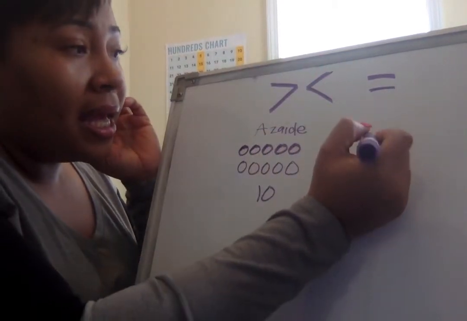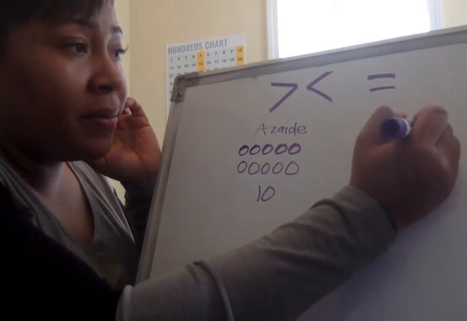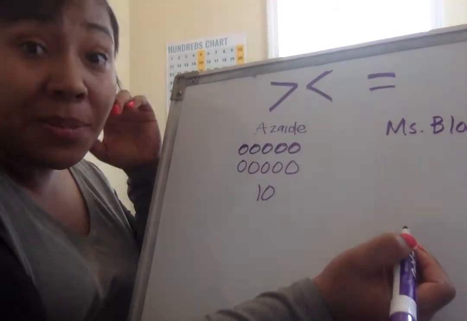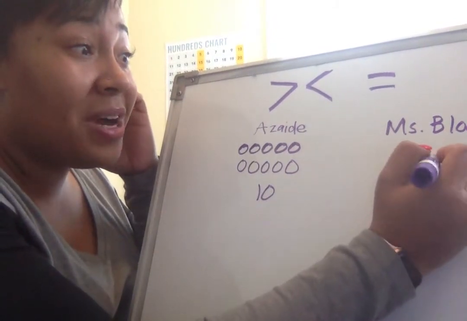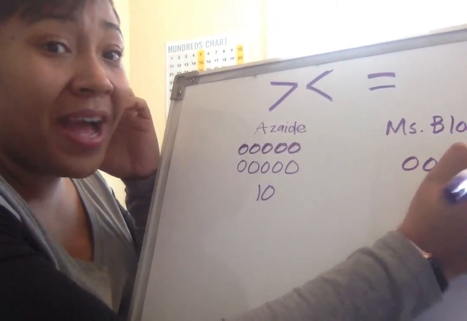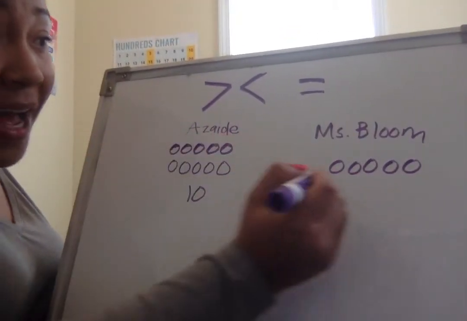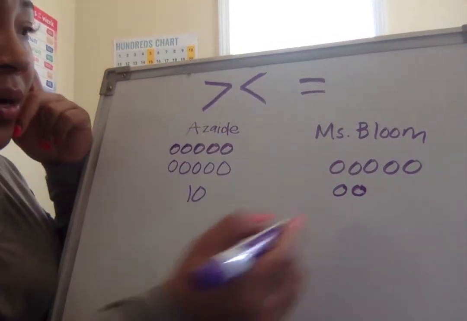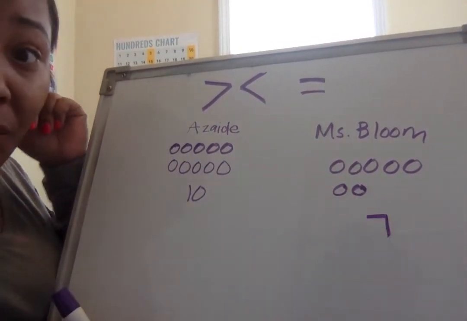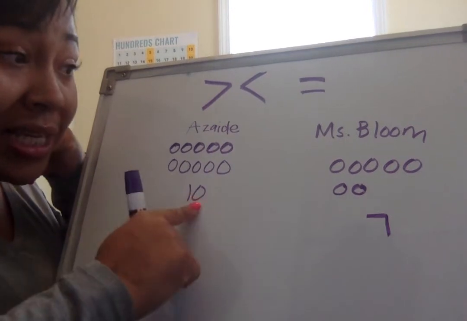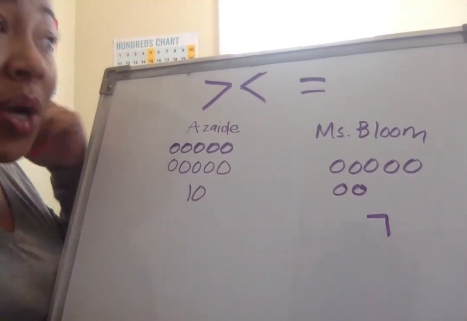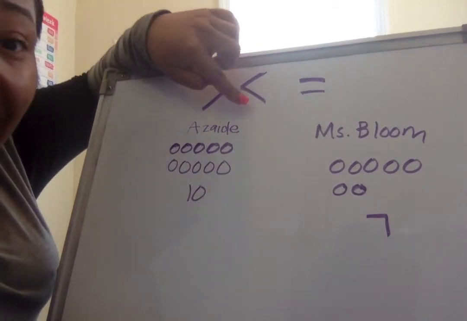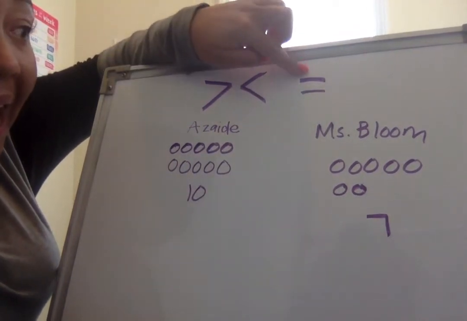Okay. And then Ms. Bloom, who remembers how many Skittles did Ms. Bloom have? 7. Ms. Bloom had 7 Skittles. 1, 2, 3, 4, 5. Oh, let me make sure you can see it. 5, 6, 7. Oh, and I got to write my 7. Don't forget to show your work so you can see your numbers. Is 10 greater than 7? Is 10 less than 7? Or is 10 equals to 7?